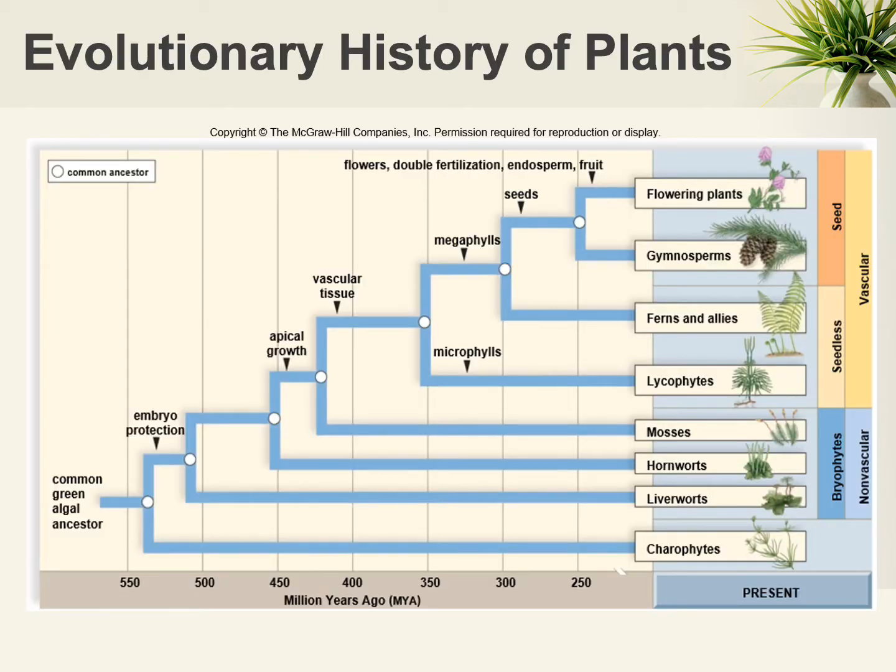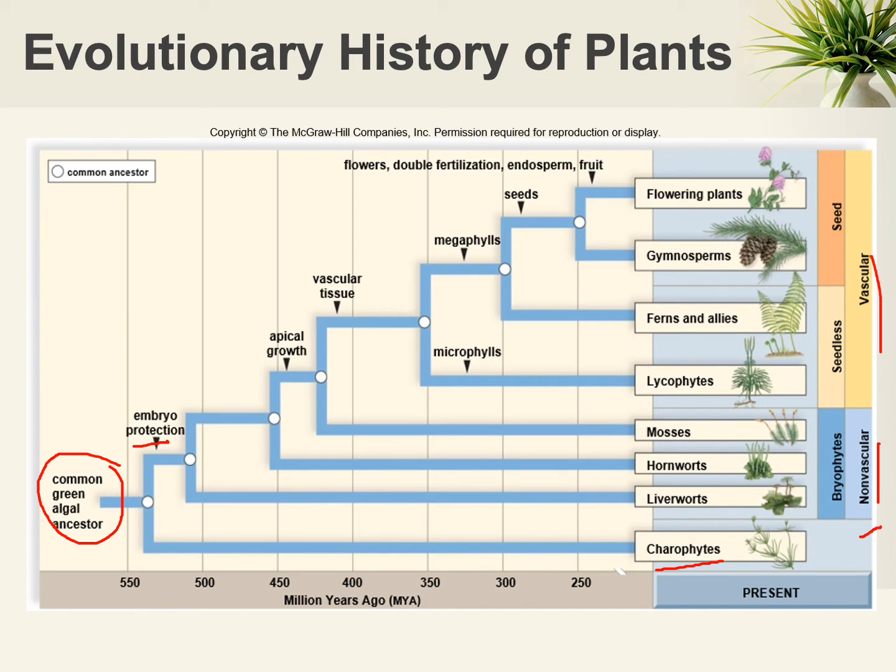Okay, next we will go into the evolutionary history of plants. If you observe this figure here, we have the common green algae ancestor. Then we have the first split. The trait is embryo protection, so we have a yes and a no. If no embryo protection, it leads us to the freshwater green algae. If yes for embryo protection, we have the plants. If you observe closely here on the right, we have the non-vascular and also the vascular plants.